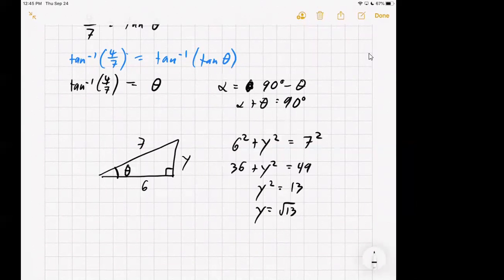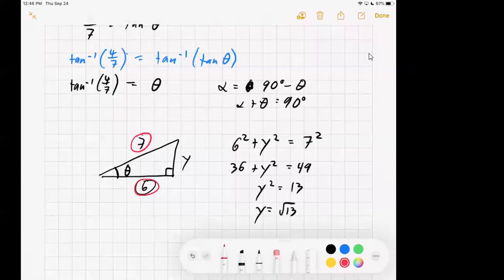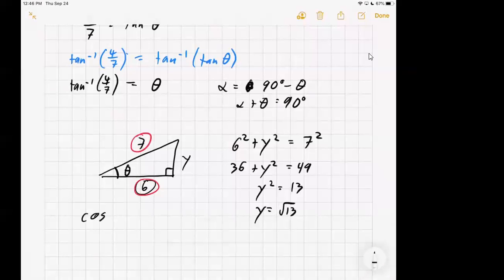Now we want to use the two sides that we know, just in case we made an error. Whoops, let me change to red here. We want to stick with the original numbers given in order to try to solve for theta. And in this case, we're given the adjacent side and the hypotenuse. So we want to set up a cosine ratio. So the cosine of theta is equal to 6/7.